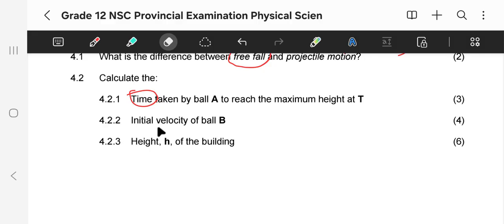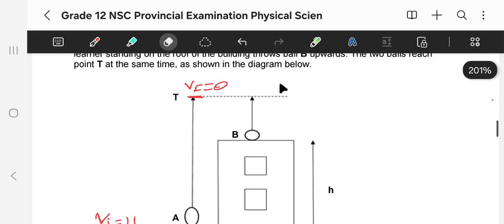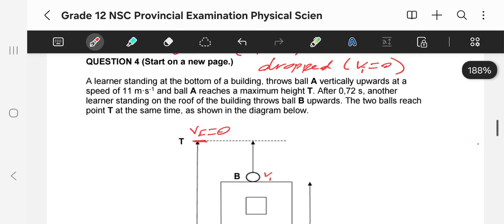4.2.2, guys, wants us to find the initial velocity of ball B. We know that ball B was thrown vertically upwards. That's why, because of it being thrown, it's supposed to have an initial velocity, but we do not know the initial velocity. And another thing we know about ball B is that it was thrown 0.72 seconds after ball A was projected. When you read the statement, they said that ball A was thrown vertically upwards, and then after 0.72 seconds, another learner standing on the roof of the building throws ball B upwards.